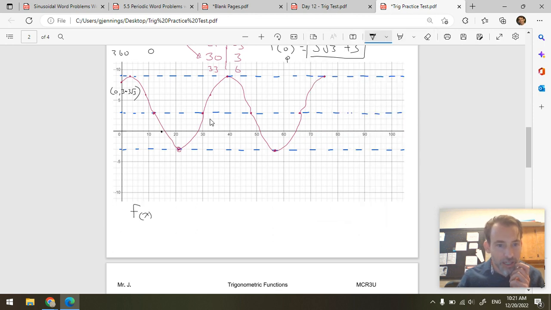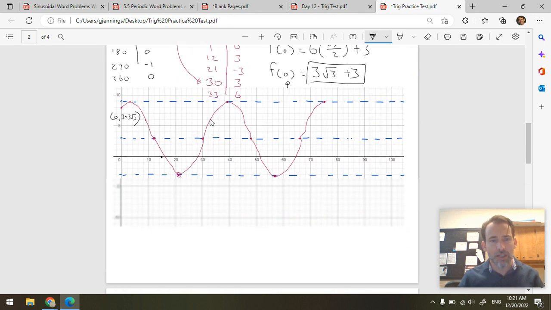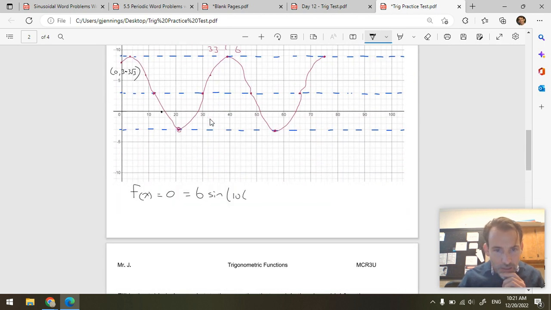F at x is equal to 0 for some value x, and the function is 6 sine of 10x plus 60, plus 3. Simplify as much as possible. So I'm going to subtract 3 from both sides and then divide by 6. So I'm going to have negative 3 equals 6 sine, then I divide by 6, so I get rid of it. Negative 1/2 is equal to sine of 10x plus 60.